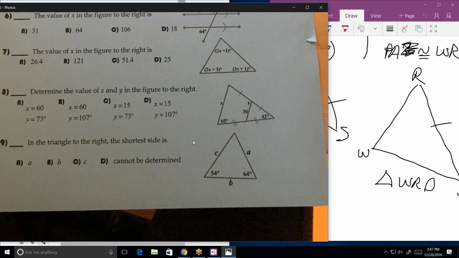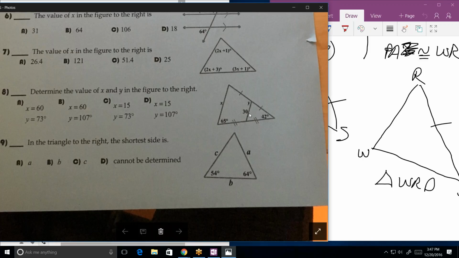What's x? First of all, this line right here, what's it called? Segment. Yeah. Okay, because it bisects both sides. It bisects that side and it bisects this side. That, by definition, makes it a midsegment.